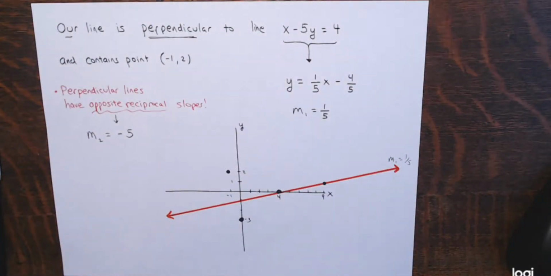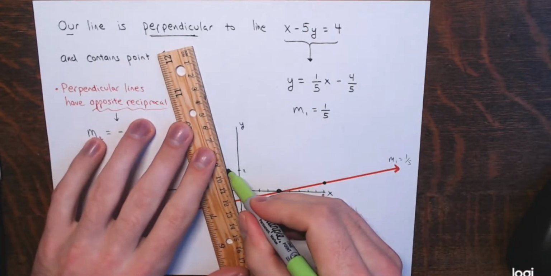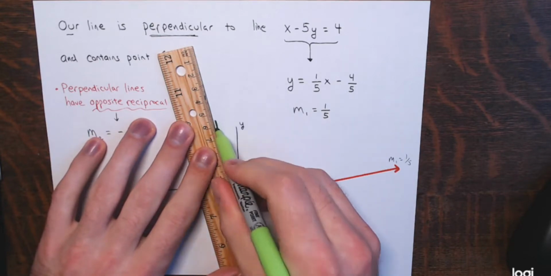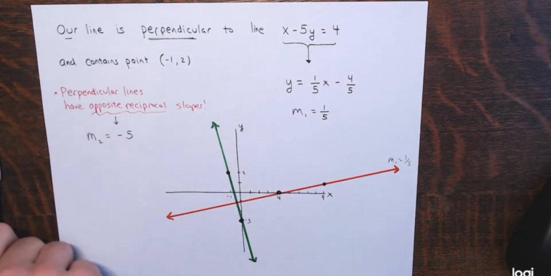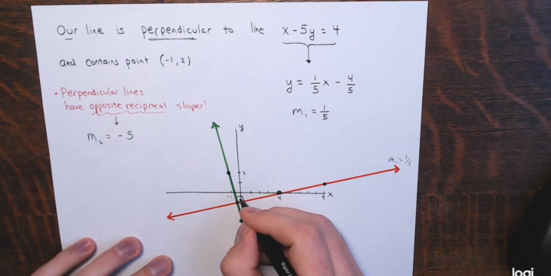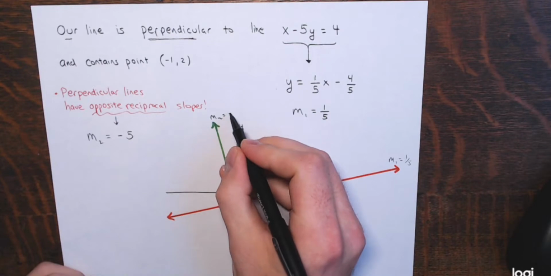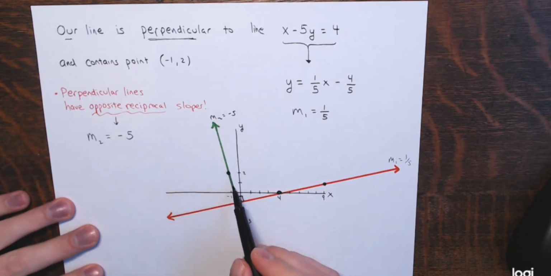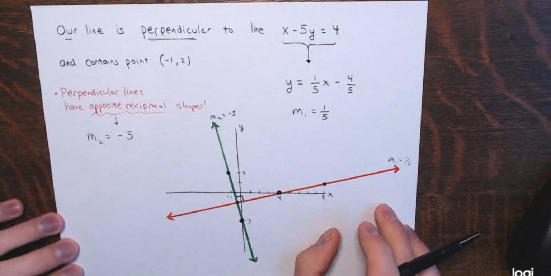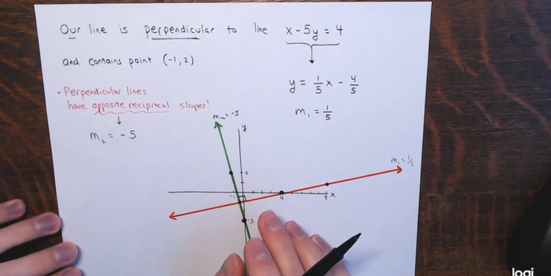And these two lines, one has a slope of 1/5, the other has a slope of -5. These two lines should intersect each other at a 90-degree angle. That's what it means to be perpendicular. And what we want is the equation of this second line, the line that has a slope of -5. Now, we did this in the last video, section 4.6, part 1.